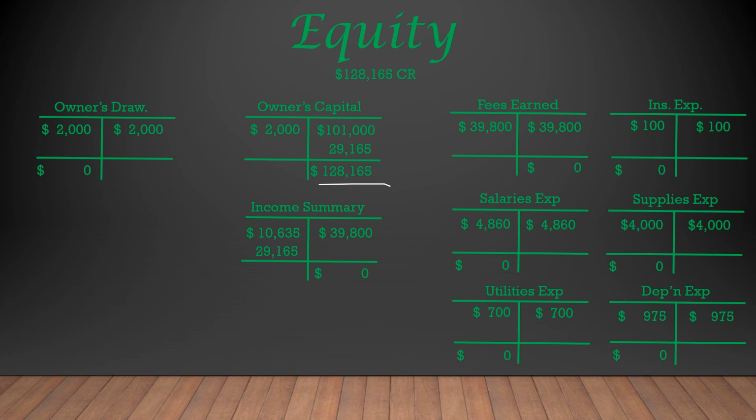Our revenues and expenses, as well as our drawings, all carry zero balances. So when Coats & Arms books anything to those accounts during the next year, their balances will only convey that year's activities.